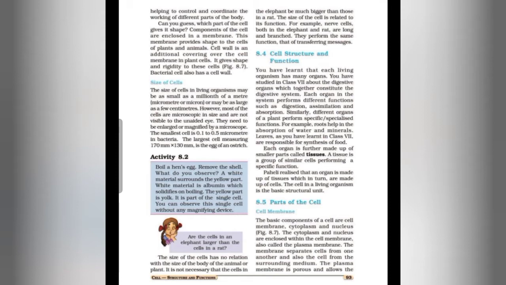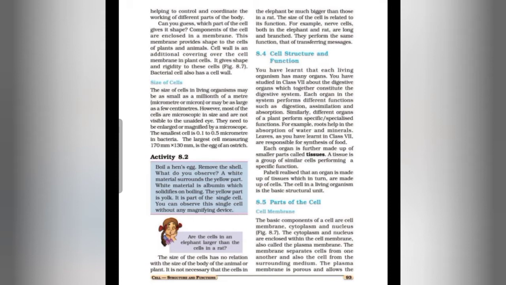Leaves, as you have learned in class 7, are responsible for synthesis of food. Each organ is further made up of smaller parts called tissue. A tissue is a group of similar cells performing a specific function. So students, we know that a group of similar cells is called tissue. That means cells which are similar in structure combine together and form tissue. Then tissues form the organ, and different types of organs that are responsible for performing a specific function combine together and constitute a special type of organ system.